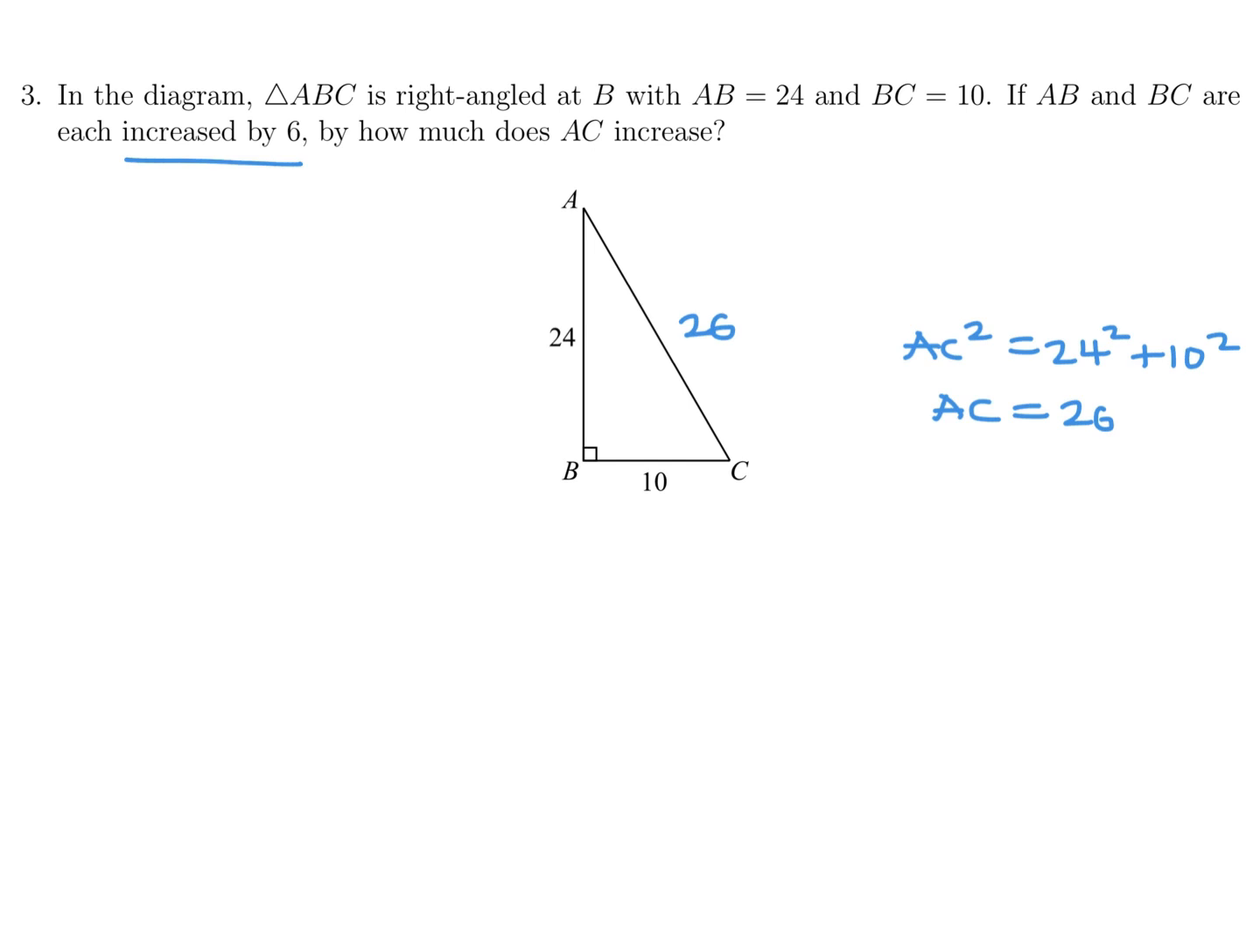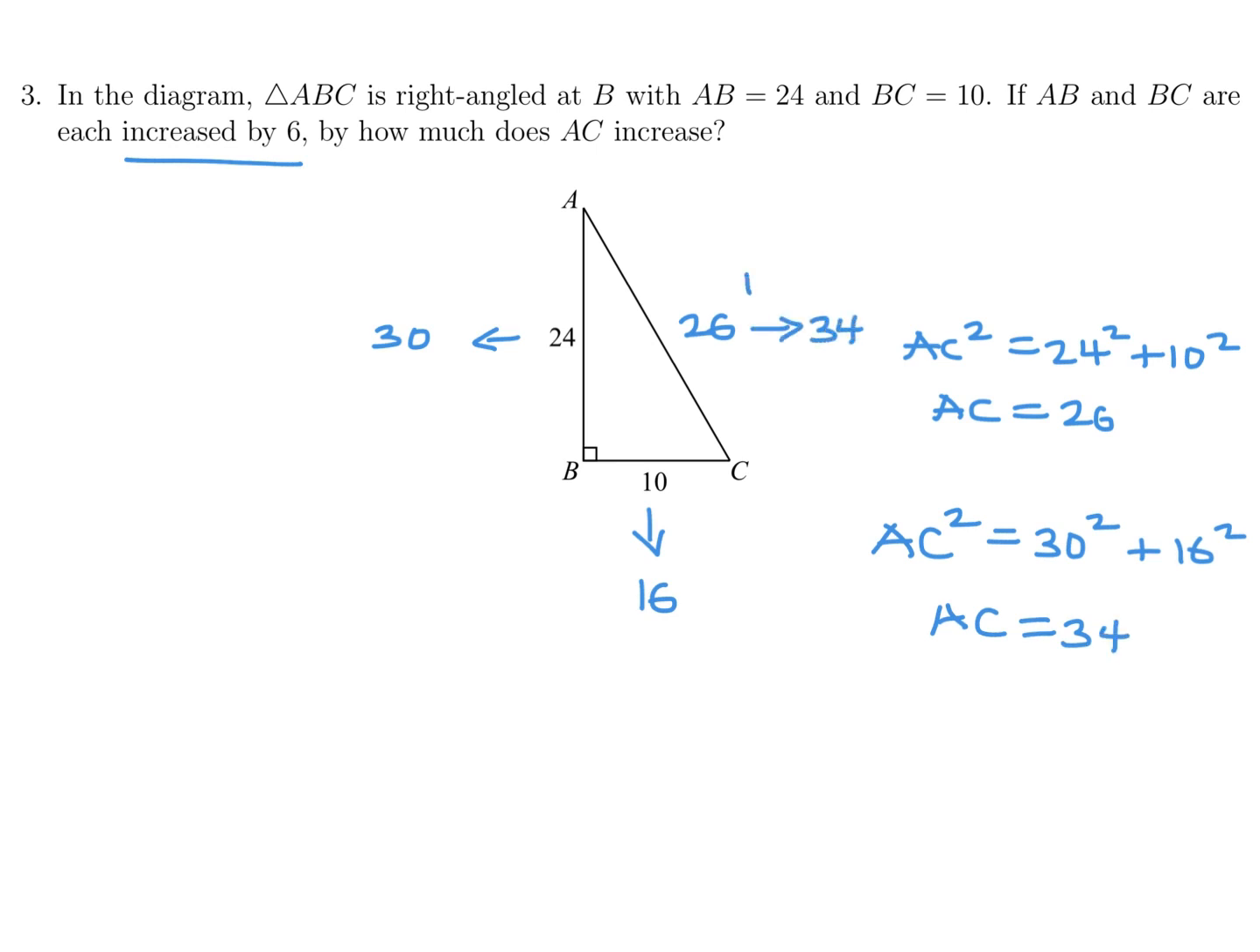Now what they're saying is that you're going to increase each of these by 6. So this goes to 30 and this goes to 16. And then what is AC? Well, if that's the case, then the Pythagorean relationship this time is 30 squared plus 16 squared. And this time when you solve for AC, it is 34. So that 26 would actually go to 34, and that is an increase of 8.